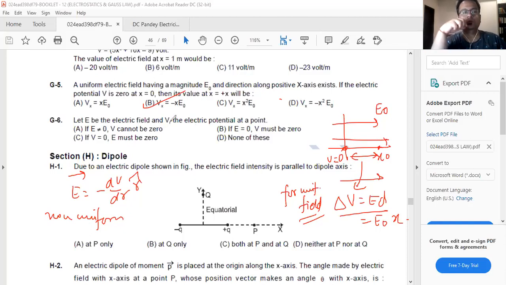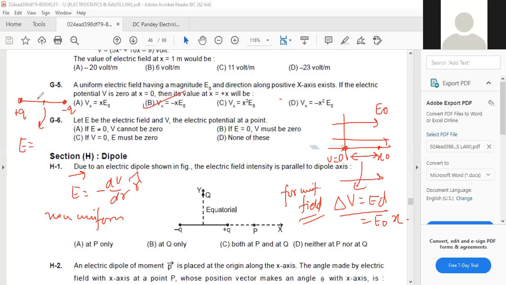Is it true? So it is false. Can you give me an example where E is non-zero but V is zero? If I take two charges, plus Q and minus Q, then at the midpoint, what will happen? Electric field zero or non-zero?